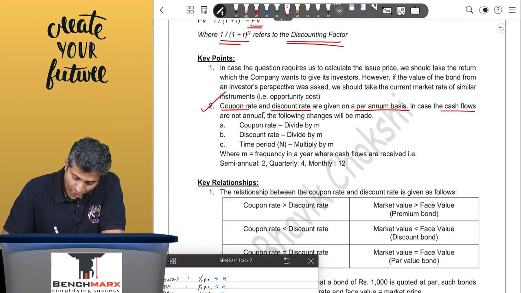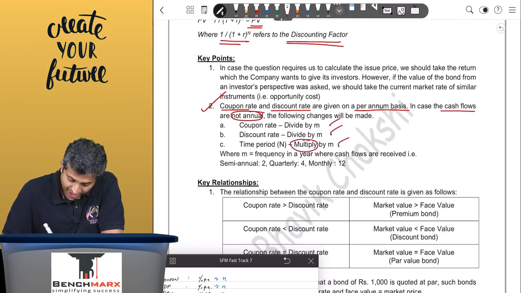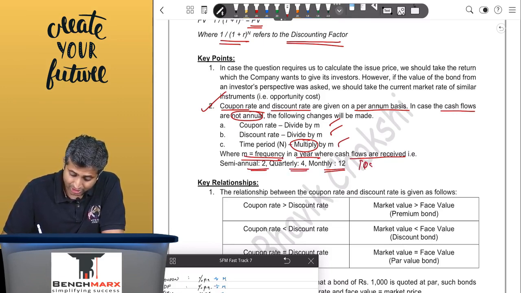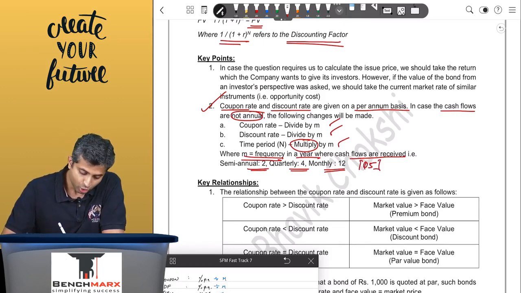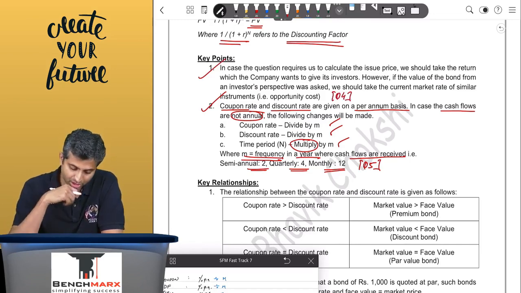In case cash flows are not annual, then the following changes will be made. Coupon rate divided by M, discount rate divided by M, and the time period multiplied by M. Sir, what is M? M is the frequency in a year when the cash flows are received. That is semi-annual 2 times, quarterly 4 times, monthly 12 times. Based on this, you will refer question number 5. Question number 5 is based on this. The point 1 that we wrote above, this is question number 4, the selection of discount rate.